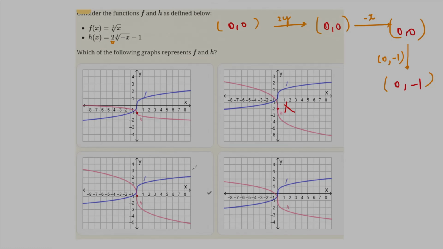The first and second are possible. Then this is again 0, comma negative 1 at the center, so this could also be the function. So these three are in. Okay, now what to do? Let's take one more point. Let's take 1, comma 1.